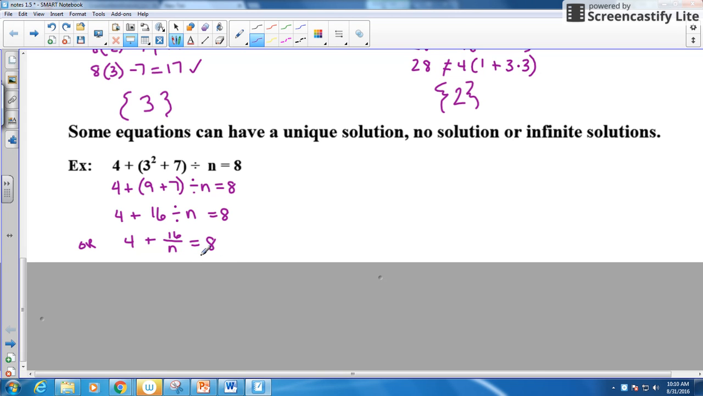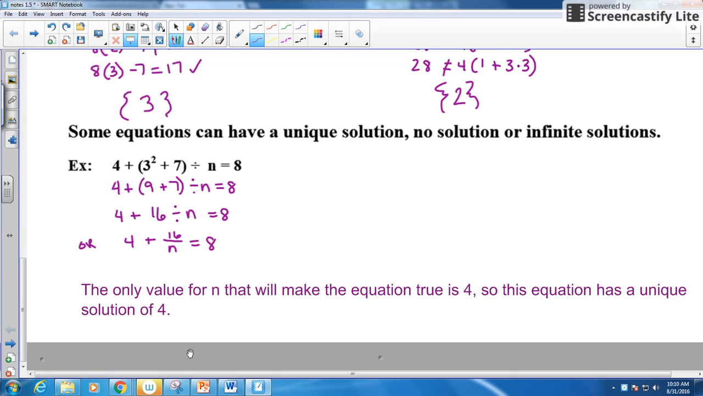At this point, you might know how to finish solving for n, but what I really want you to take a look at is stopping here and saying 4 plus what equals 8. Well, that means that this what part has to have a value of 4, because 4 plus 4 is 8. Within that, 16 divided by what is going to give me a value of 4? It actually is 4. So n has to be 4 here in order for this statement to be true. When you only have one value that will make the statement true, then it has a unique solution, and in this case, it's 4.